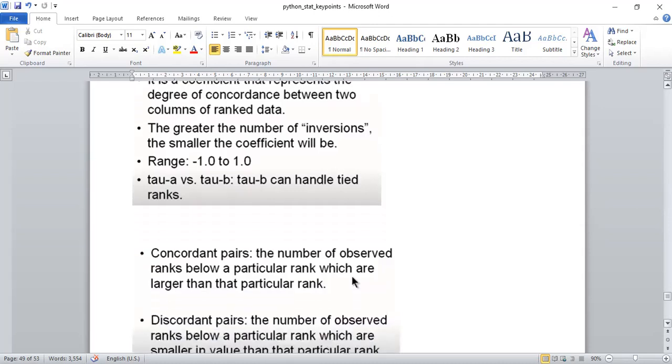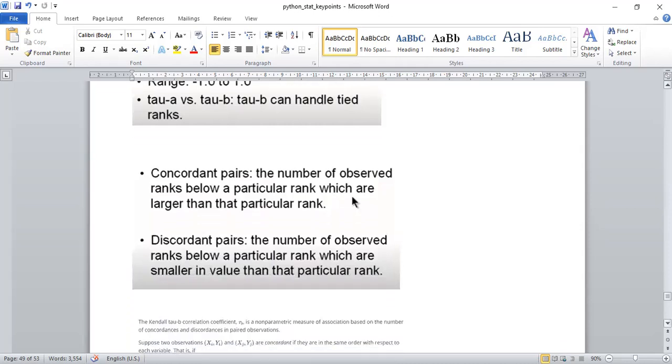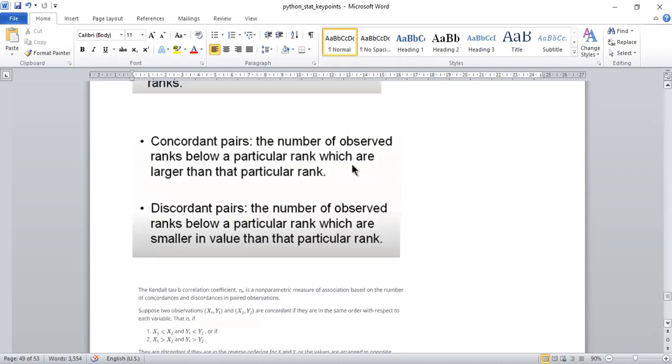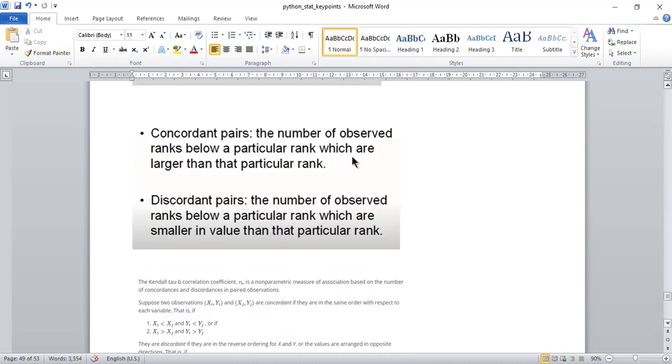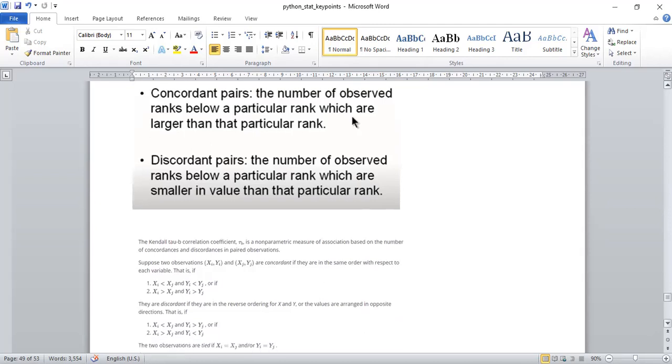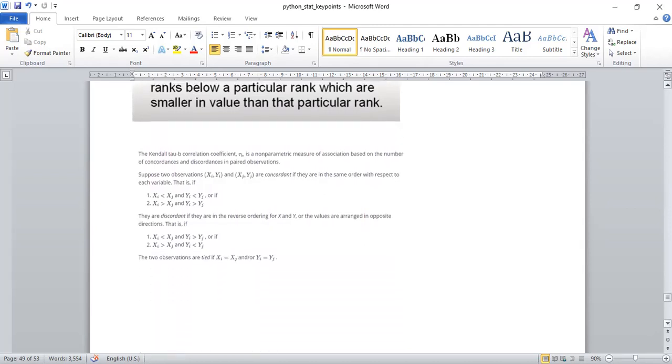Look at this definition, what are concordant pairs and what are discordant pairs, then I will explain. Concordant pairs: the number of observed ranks below a particular rank which are larger than the particular rank. I know it is not easy to understand right now. When I show you the example, then you can understand. Now, discordant pairs are what? The number of observed ranks below a particular rank which are smaller in value than the particular rank.